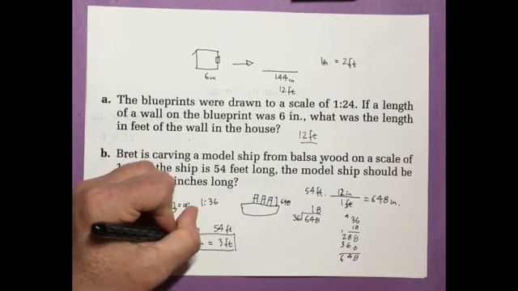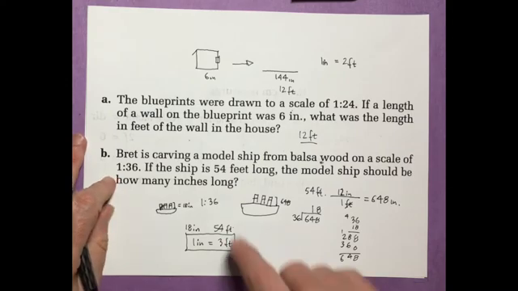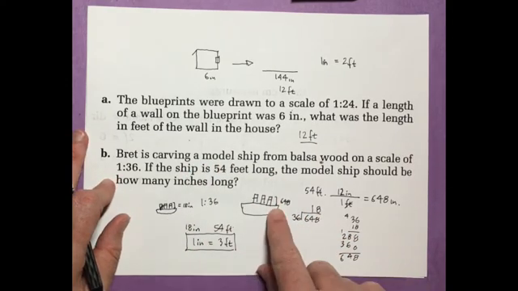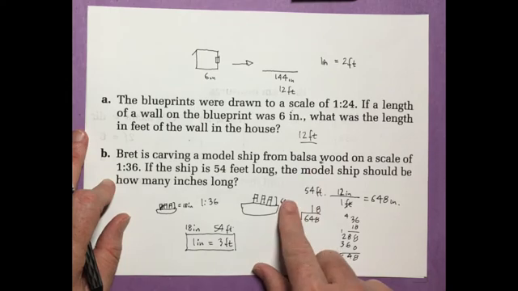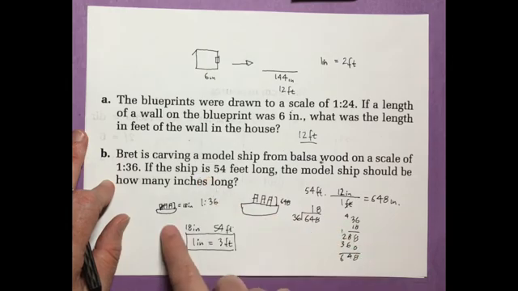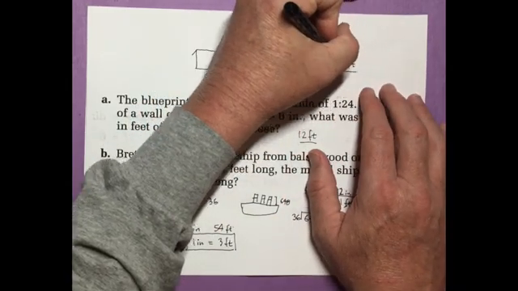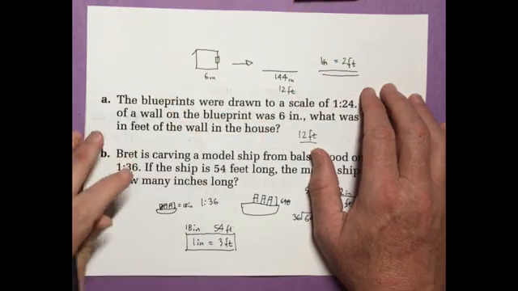So on the model, if I know what the inches are on the smaller one, I convert that to feet by multiplying by 3. If I know what the feet are on the larger one, I convert that to inches by dividing by 3. So there are your good little scale factors right there. Lovely. Lovely. All right.